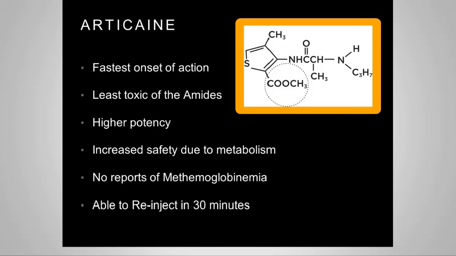Another good choice out in the market today is articaine. It has the fastest onset. As you can see here, it's been available in Europe since 1976, but it really hasn't moved over to the United States until around 2000.